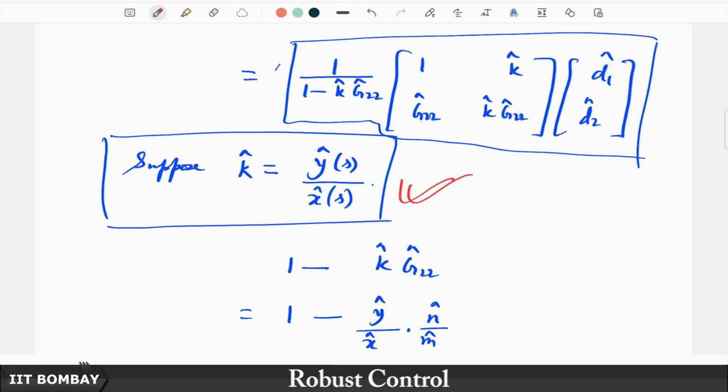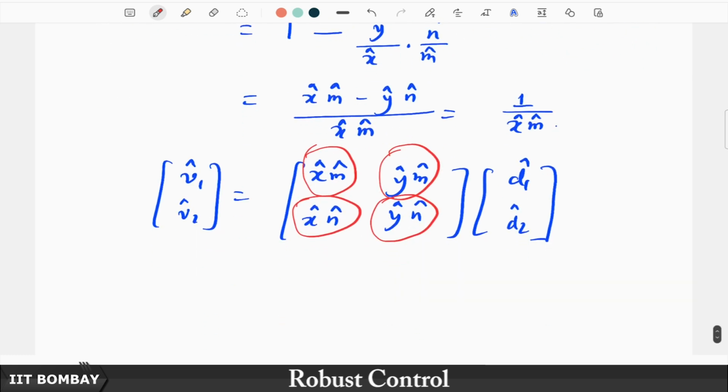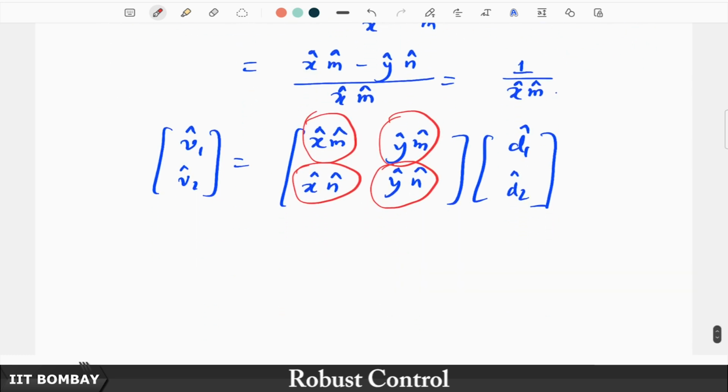So, all I am saying is you give me a plant, I am going to get its co-prime factorization, and in terms of the factors that appeared in the co-prime factorization through Bezout identity, I am going to spit out the controller. That is all the information that I need about the plant, right. So, this is exactly the idea that we shall be pursuing throughout today's lecture.